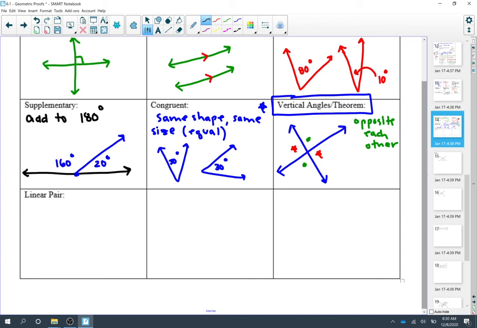And then the vertical angle theorem says that vertical angles are congruent. Okay, so if this green one is, let's say, 60 or 70 degrees, then this green one is 60 or 70 degrees. If the red one is like, I don't know, like 90, then this one is 90. Whatever they are, they're equal to each other. This is important. Okay, right? Important, important, important.